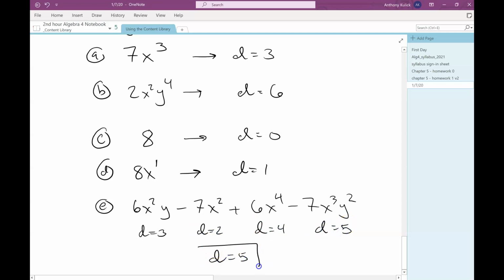Yes, 6x squared y. That's what you're asking, if that's an exponent of 2? Yeah. Did it get messy? Sorry, I apologize. But we're okay doing that? Again, pretty easy. All we're really doing is counting and applying a definition, right?